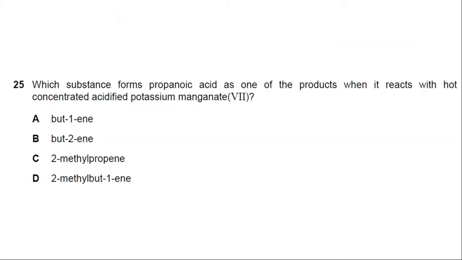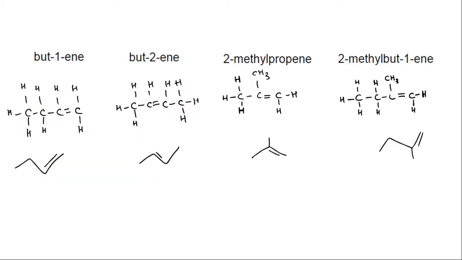Okay, it says which substance forms propanoic acid as one of the products when it reacts with hot concentrated acidified potassium manganate, and that's basically oxidation. You can clearly see that all of these are alkenes, and so I've drawn these alkenes here. I've drawn the structures and also the skeletal formulas. I personally prefer skeletal formulas because they take much less time.